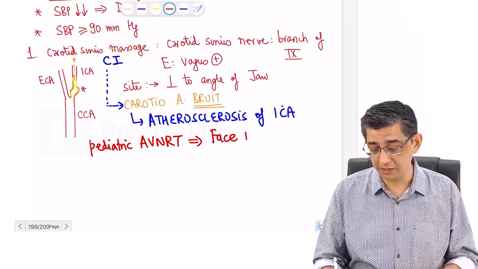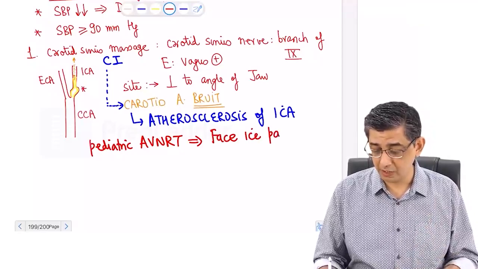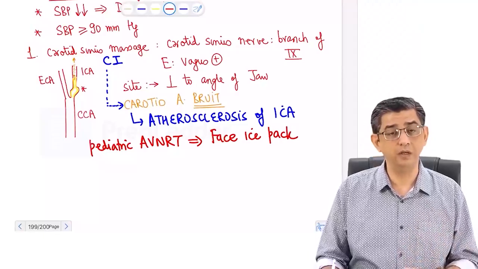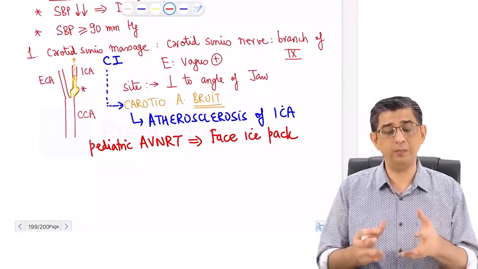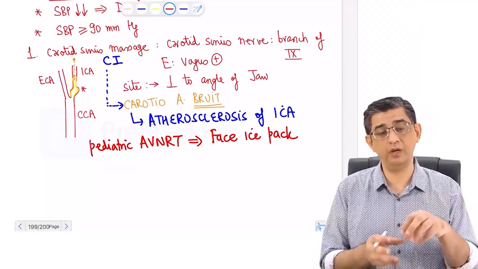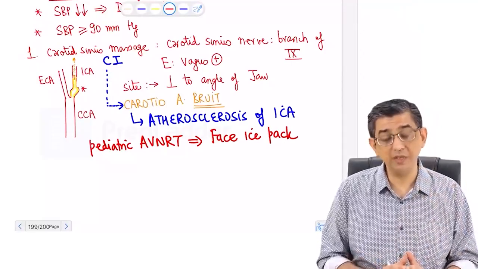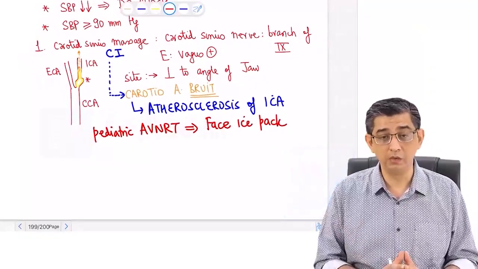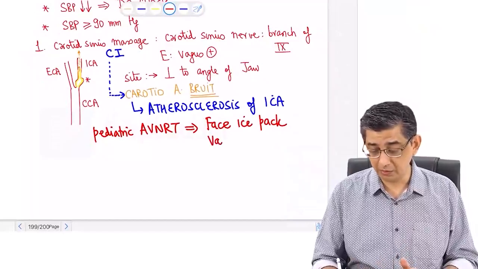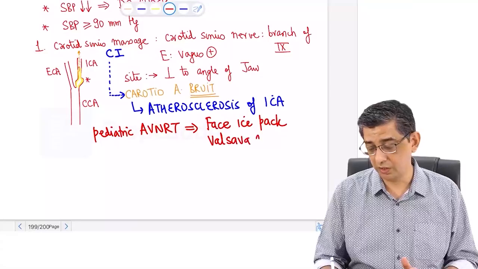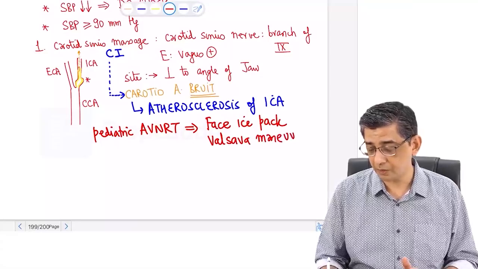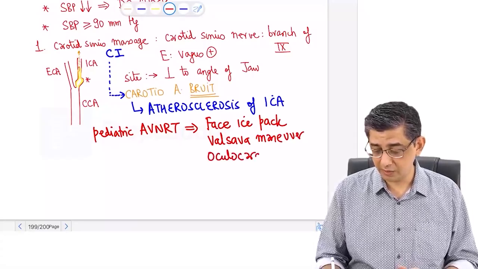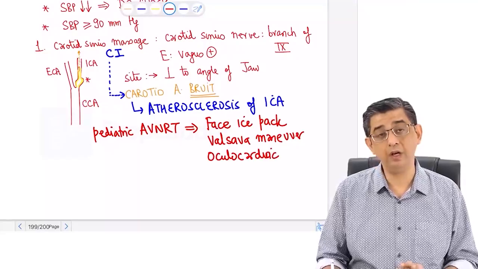So what he's suggesting is that when it comes to pediatric cases, and you can use it in adults also, not a problem, not a hassle, face ice pack. If you do not have a conventional one, just in a pair of gloves, you can take ice from the refrigerator, put it in a pair of gloves and you can apply it. So face ice pack can definitely be useful, again because it will contribute to vagal stimulation. So remember the fact that there are multiple other methods of also causing vagal stimulation, including Valsalva maneuver or even oculocardiac massage.